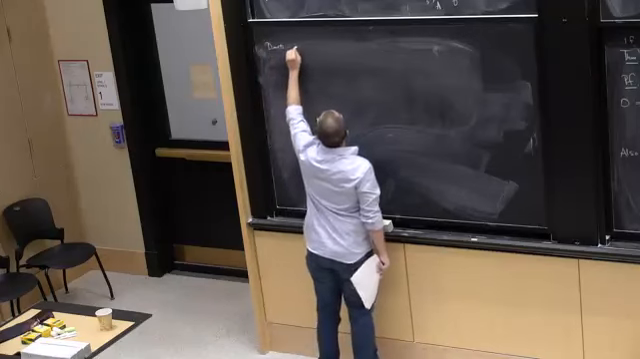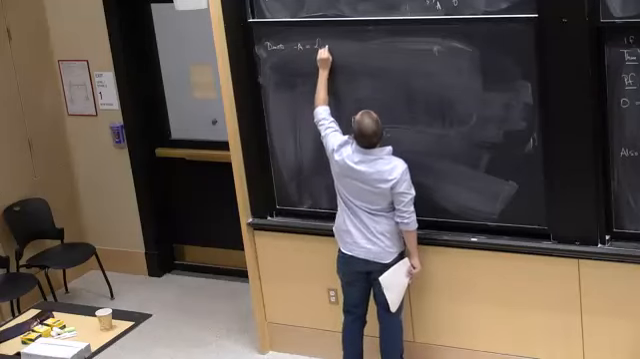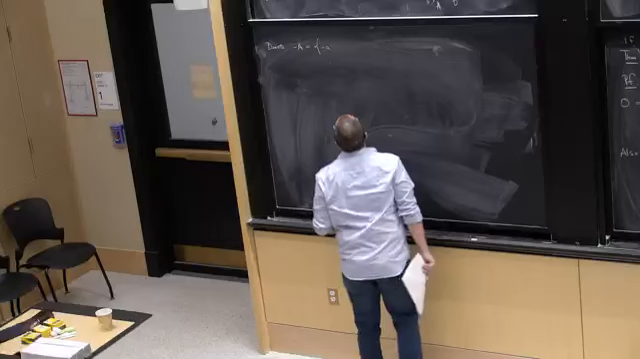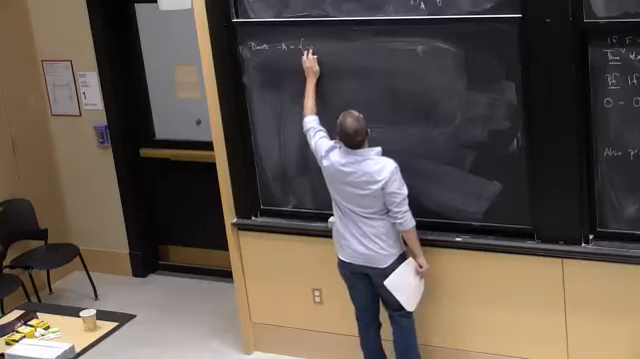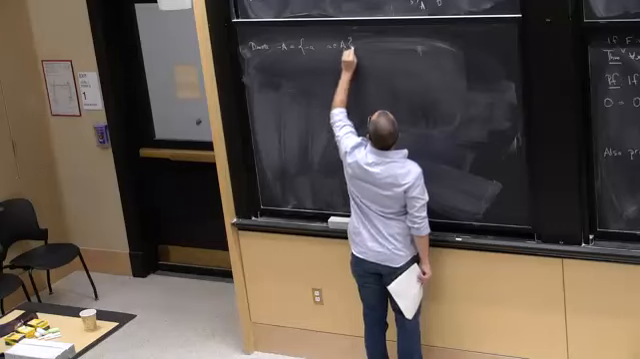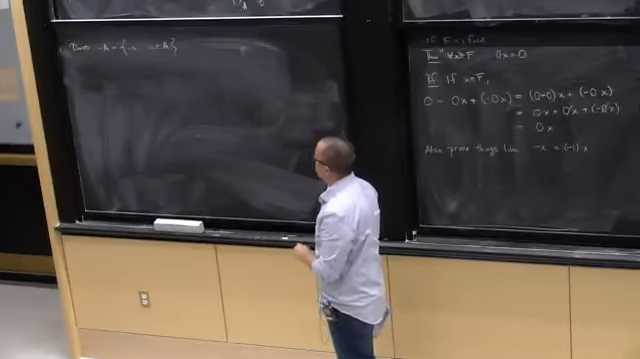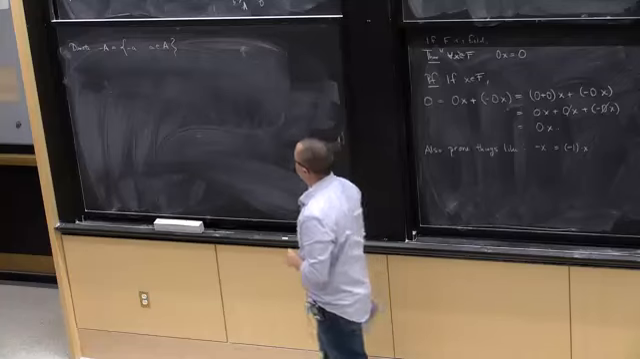Let me just note another set, which I'll label minus A. This is the set of all elements in F of the form minus a, the additive inverses, as a is in capital A. So it's the additive inverses of all elements in capital A.